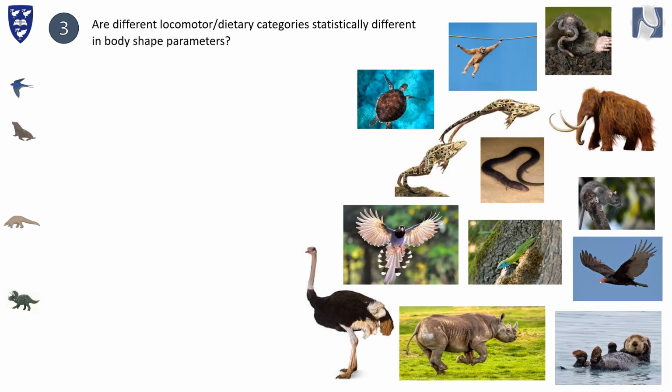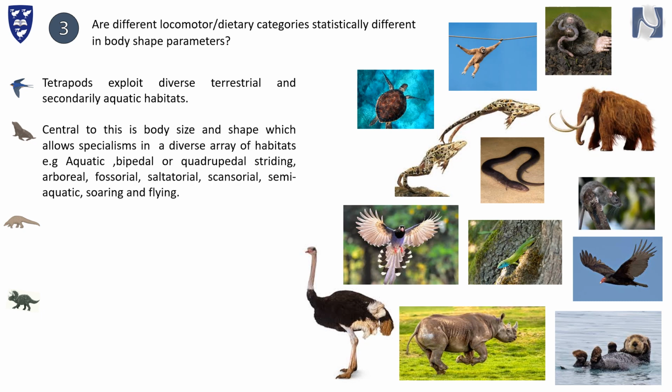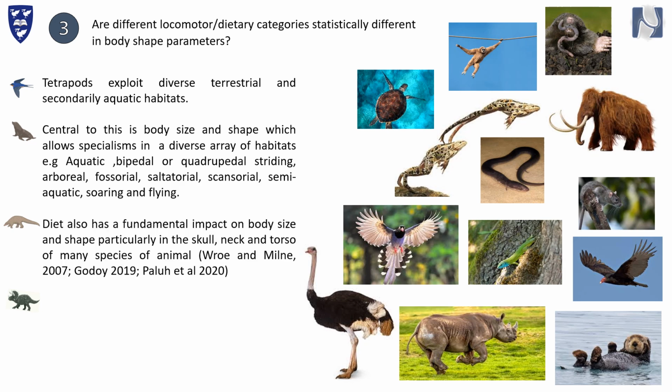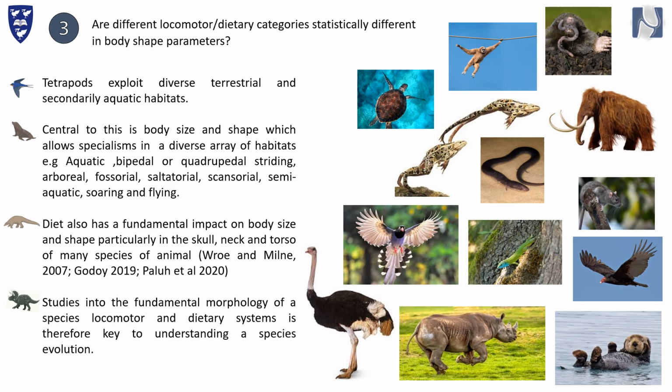The third and final question I wanted to look at is, are different locomotor and dietary categories statistically different in body shape parameters? We know that tetrapods exploit diverse terrestrial and secondarily aquatic habitats, and central to this is body size and shape, which allows specialisms in a diverse array of habitats. Diet also has a fundamental impact on body size and shape, particularly in the skull, neck and torso of many species of animal. And studies into the fundamental morphology of a species' locomotor and dietary systems is therefore key to understanding a species' evolution.